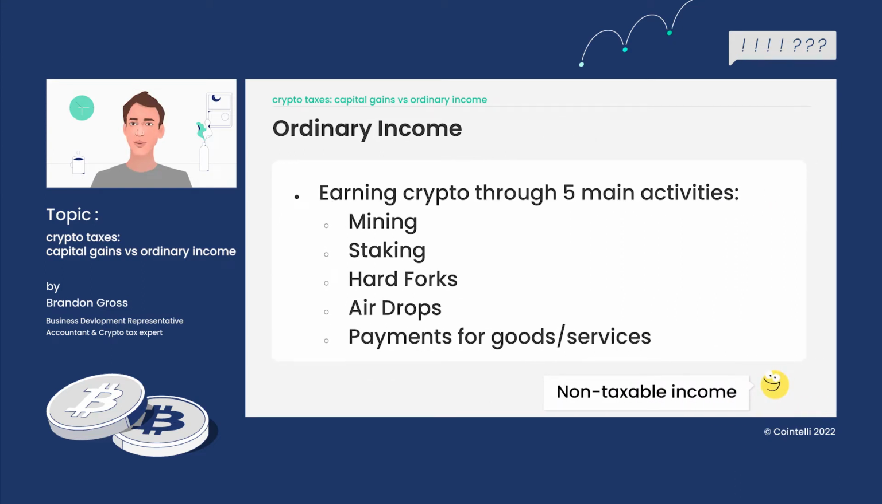There's mining, staking, hard forks, airdrops, and also receiving payments for goods and services in the form of crypto. Each one of these topics we could discuss in an entire discussion of its own, but for now, just know the names. And then at the bottom, you see non-taxable income. There are transactions that don't generate any tax liability, such as giving a gift. So these are the three main forms of income generating activities.